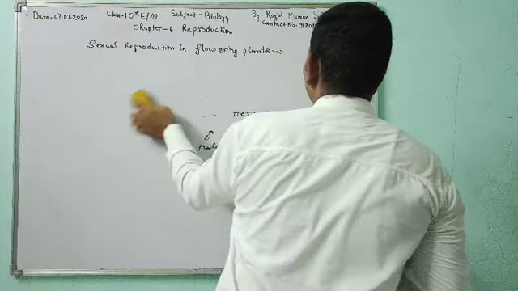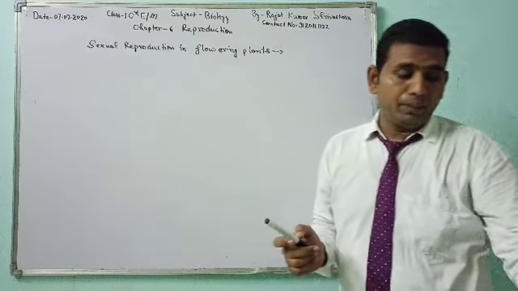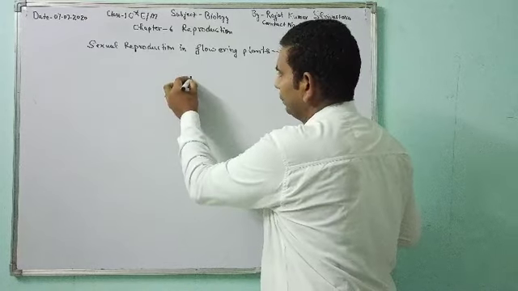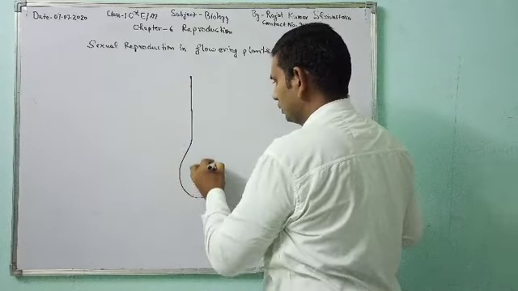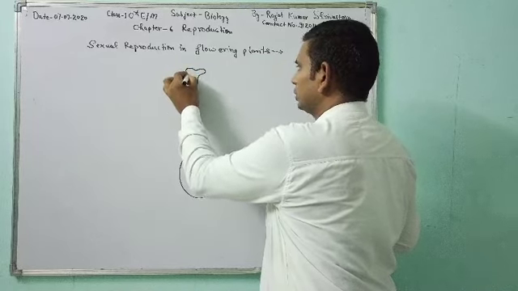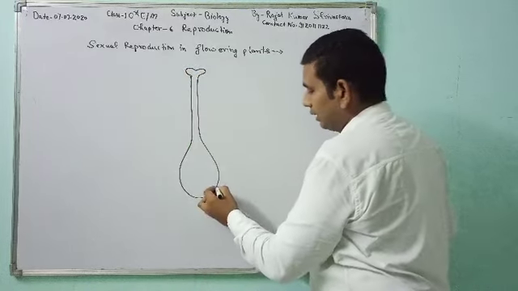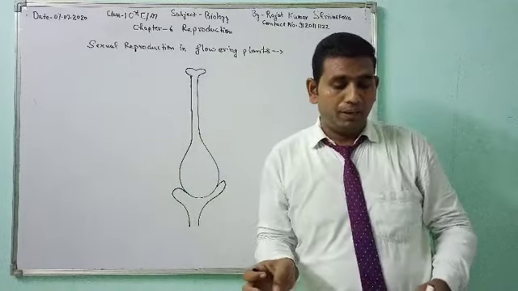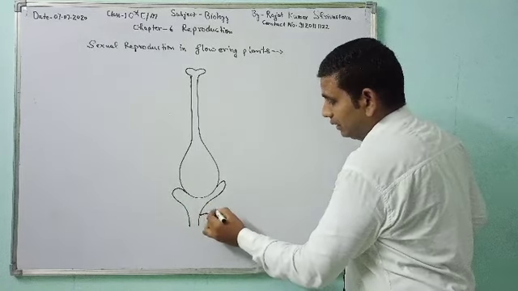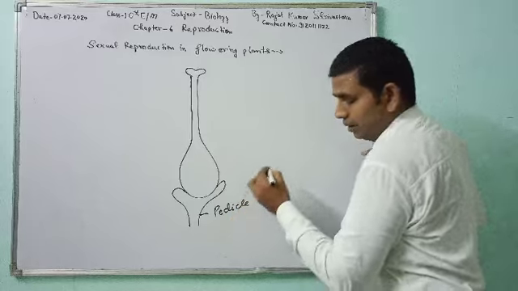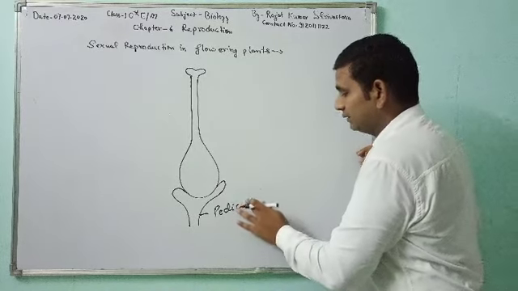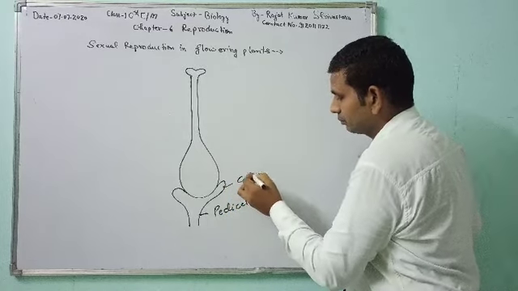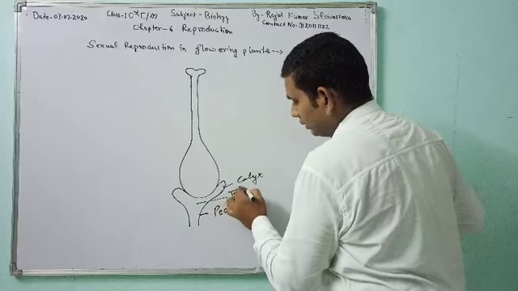Now the sexual reproduction in the flowering plant of angiospermic flower consists of 4 flowering parts. The angiosperm flowering plant consists of 4 flowering parts. This is the pedicel. This is the calyx. This is the thalamus.